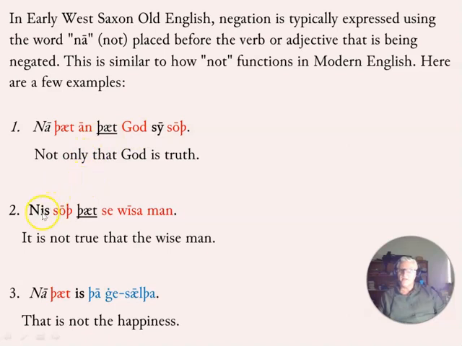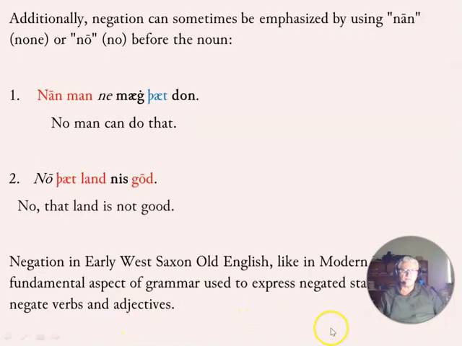Nis solthat sewizaman. It is not true that the wise man, and then there will be something that follows on after that, but I've just put a full stop there for the sake of this example. Na that is the yasaltha. That is not the happiness. Not that is the happiness. That is not the happiness in modern English.